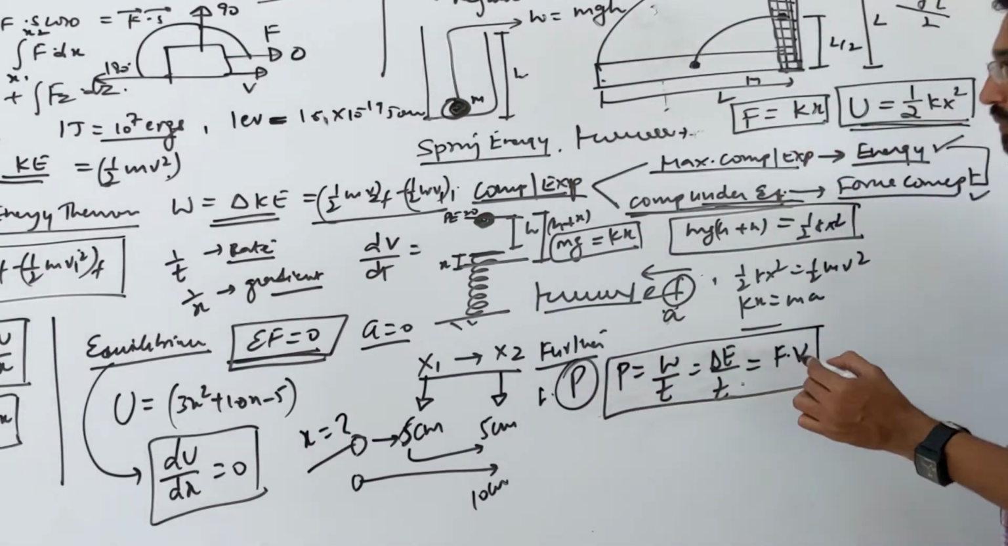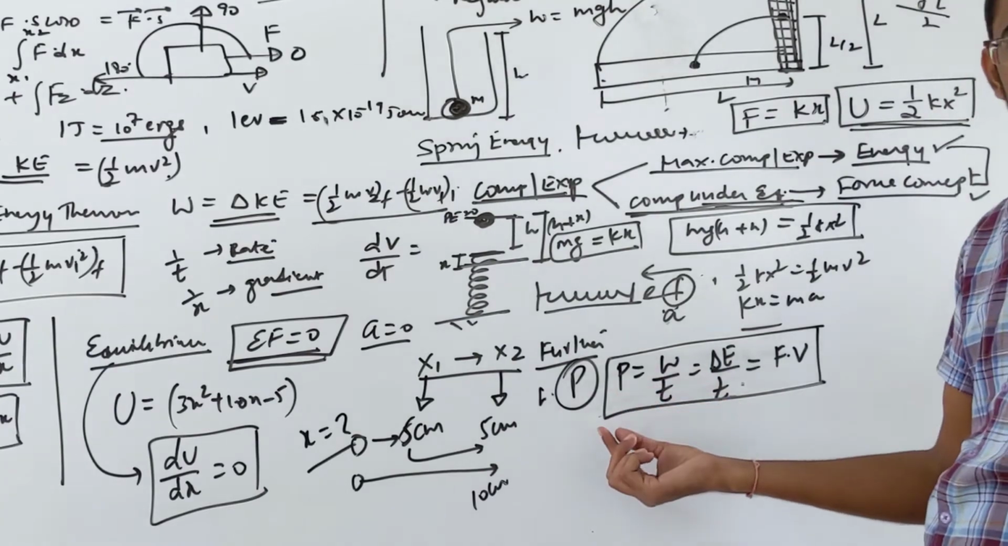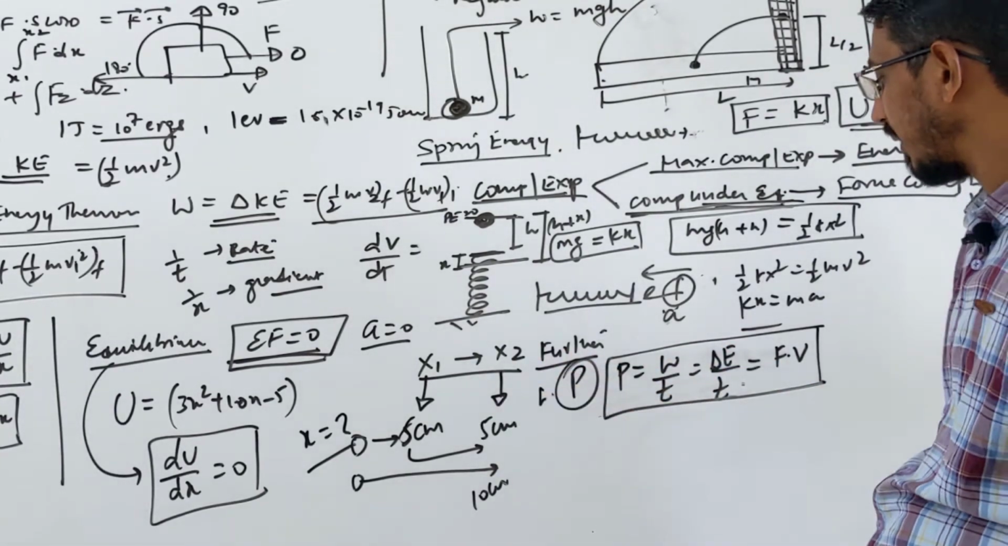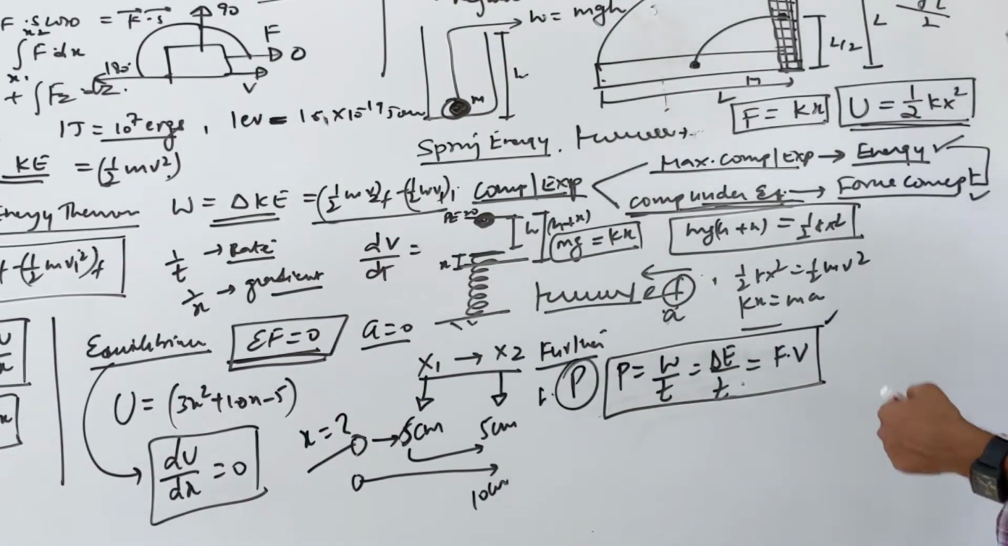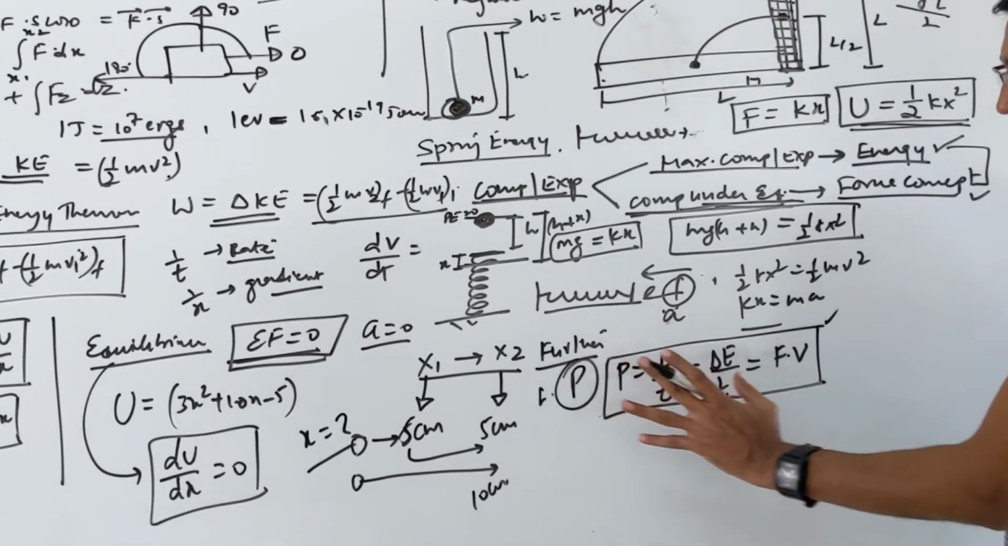For everything we can write: if somewhere kinetic energy is changing, you can write change in kinetic energy by time, that gives the power required. If work is done, then work done by time also gives power. When you write these formulas, again I am saying, this you can write for a variable, and I am writing this for constant.